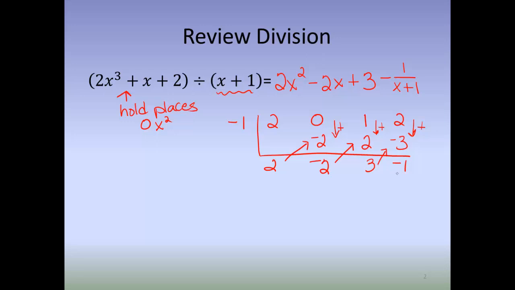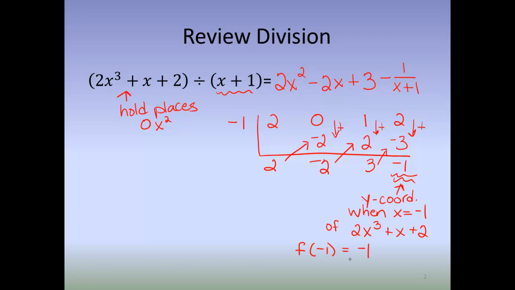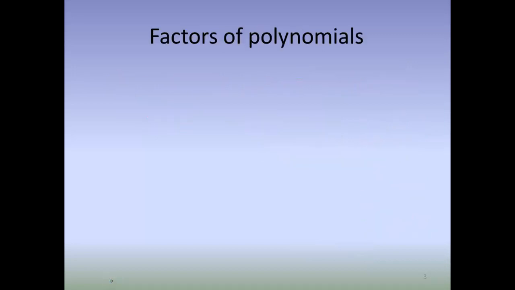And then we ended talking about, okay, what else does this remainder tell us? And this remainder tells us the y coordinate when x equals negative 1 of that polynomial, 2x to the third plus x plus 2. In other words, f of negative 1 is negative 1. So we're going to use this idea of this remainder to help us find factors.